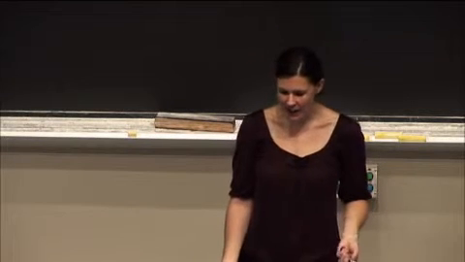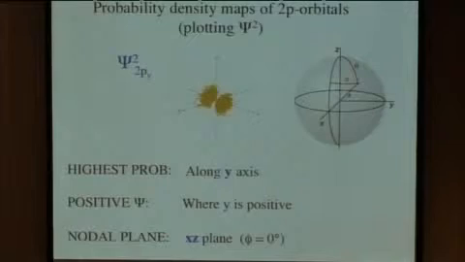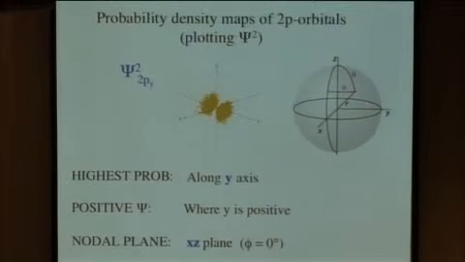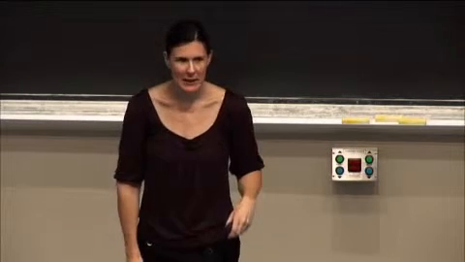And finally, we can look at the 2py. So the highest probability is going to be along the y-axis. It's going to be positive in terms of its wave function, or in terms of its phase, anywhere where y is positive. And the nodal plane is going to be in the xz plane, or again, anywhere where phi is equal to 0. That takes us to the xz plane.